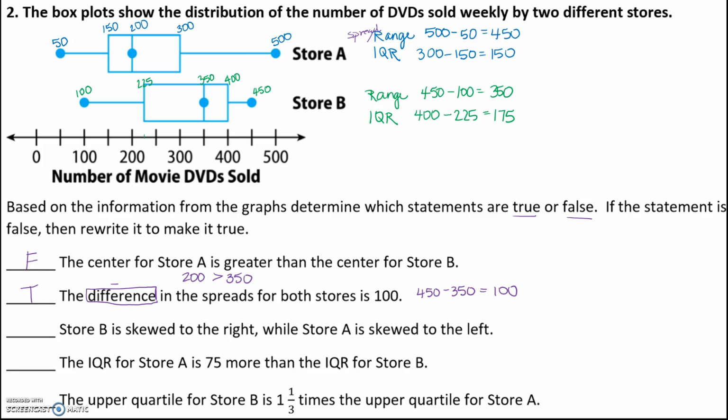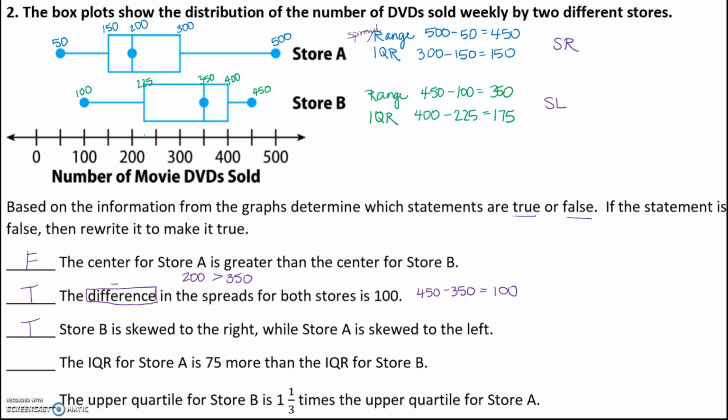Okay, store B is skewed more to the right, while store A is skewed to the left. Okay, so again, think about the tail. So most of the data is over here, so my tail is here. So I would say store A is skewed to the right. And then I'm looking here, and half of the data is this tiny bit. Most of the data is here. I would say this is more skewed to the left. So sounds true to me.